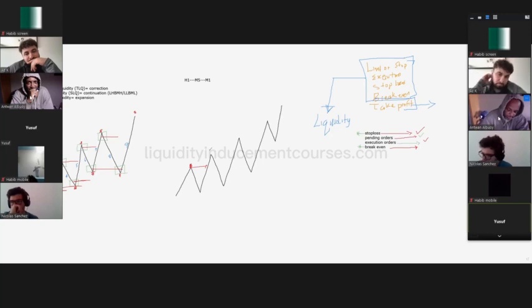Now, here, again, transactional liquidity taken, we expect a correction. Transactional liquidity taken, we expect a correction. Transactional liquidity taken, we expect what? A correction.